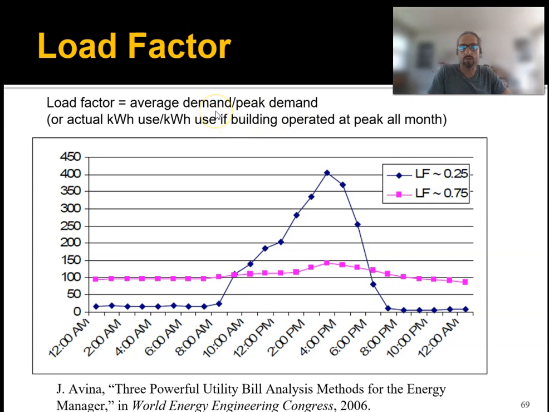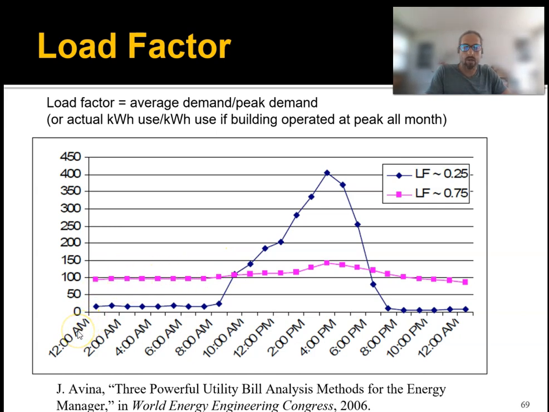Okay, so there's really two ways to calculate it. One is the average demand that month divided by the peak demand that month. Or you can take the actual kilowatt hours used, divide that by the kilowatt hours that would be used if the building operated at its peak all month. So let's use the first definition here: average demand divided by peak demand. That's your load factor. So let's look at a sample chart here.